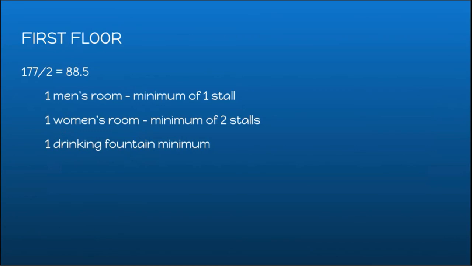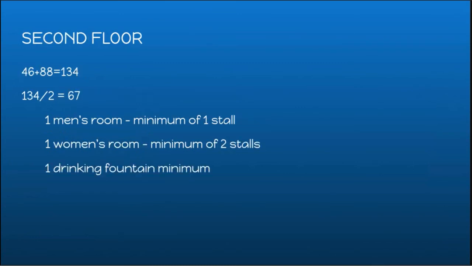So let's take a look at the second floor. We have to include that second floor and the green roof, so that's 134 people. 134 people divided by 2 gives you 67. So that means you need 1 stall for men and 2 stalls for women because we're slightly over that one for every 65, and then 1 drinking fountain on the second floor.